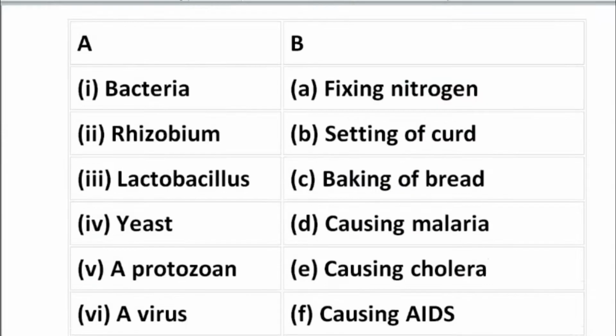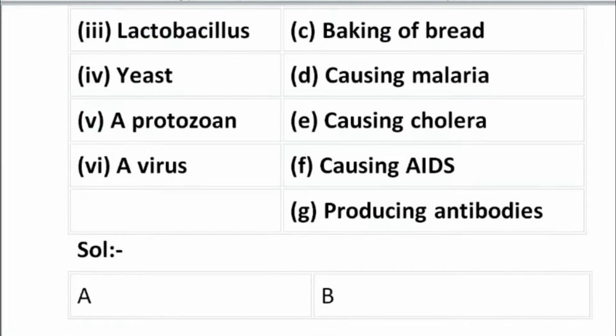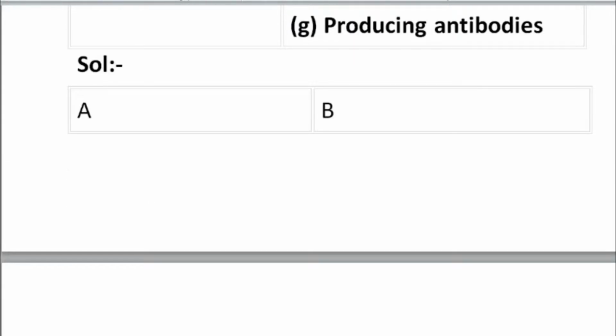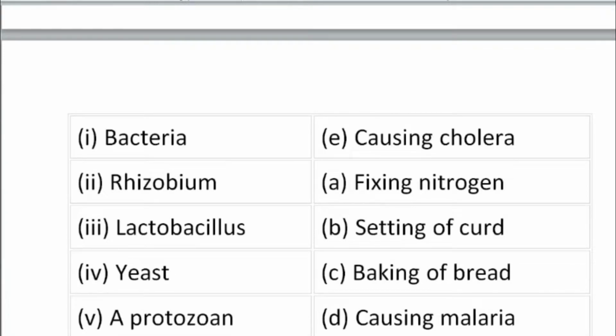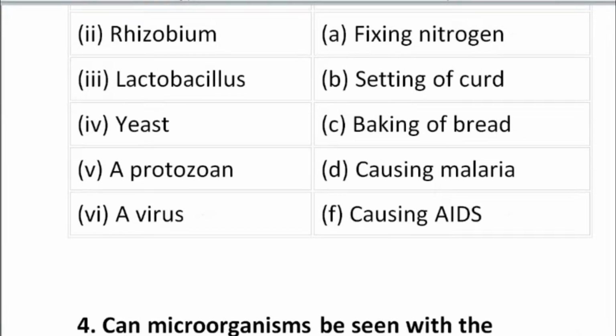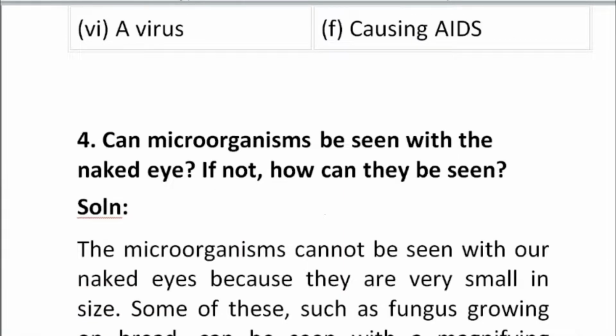3. Match the organisms in column A with their action in column B. Bacteria fixing nitrogen, Rhizobium; setting of curd, Lactobacillus; baking of bread, yeast; causing malaria, a protozoan; causing cholera, a bacteria; causing AIDS, a virus; producing antibodies. Answers: Bacteria causing cholera. Rhizobium fixing nitrogen. Lactobacillus setting of curd. Yeast baking of bread. A protozoan causing malaria.